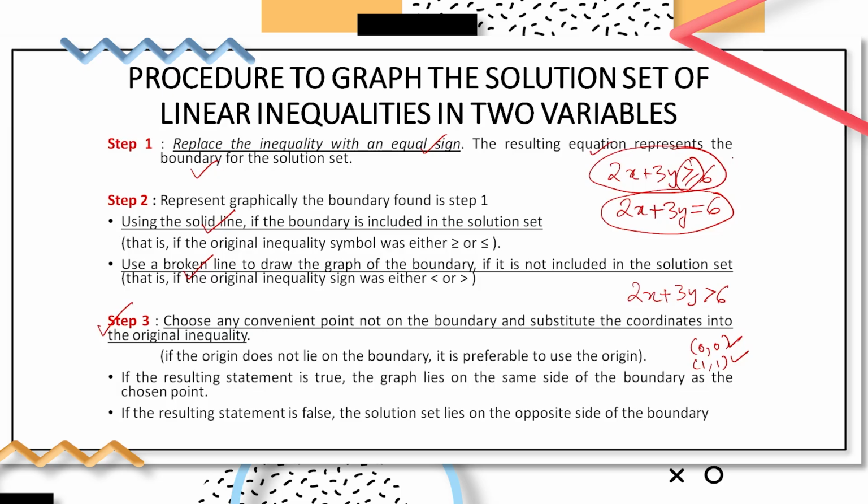So that's why we identified that the solution is lying on the other side of the line. That means we need to find whether the resulting statement is true or not, because by substituting 0 0 or 1 1, we find that the resulting statement is false and the solution lies on the opposite side of the boundary. So I hope you learned the procedure to graph the solution set of linear inequalities in two variables, and we illustrated it with the help of an example also.